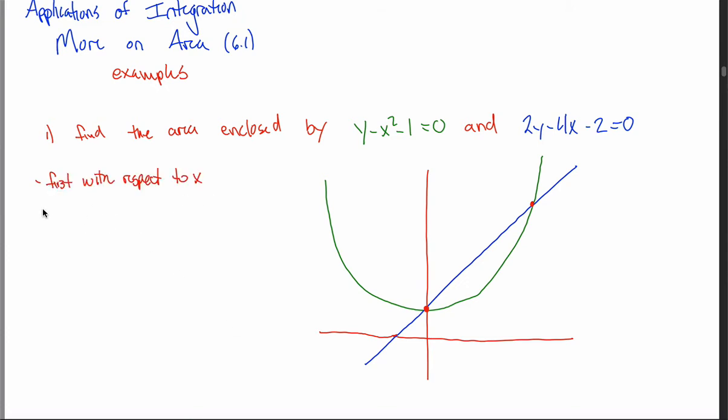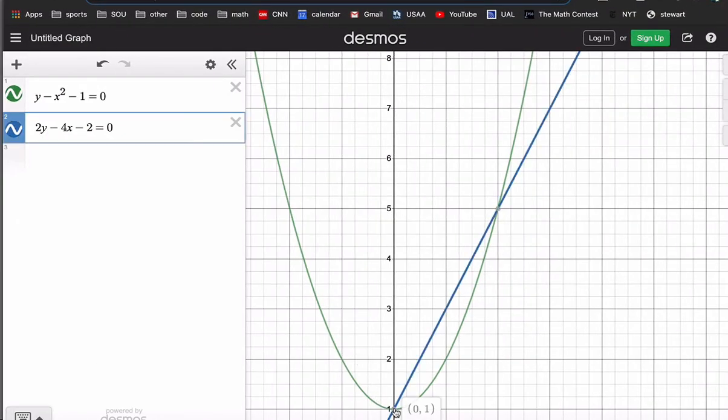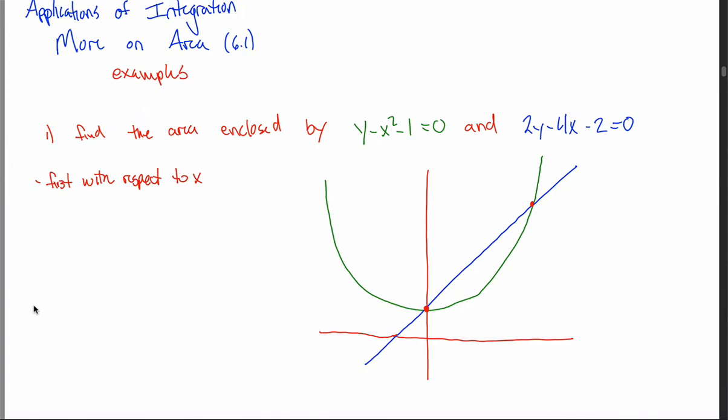The first thing we need to do is figure out our bounds of integration. And since we're integrating with respect to x, we need to know the x coordinate of these two bounds. So we have two options in terms of how we can figure that out. In this specific case, you might be able to just look at the graph and find what those points are. It looks like this has an x value of 0, and this appears to have an x value of 2. So I guess I'm going to be integrating from 0 to 2.